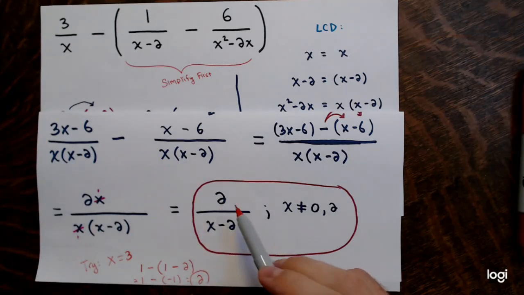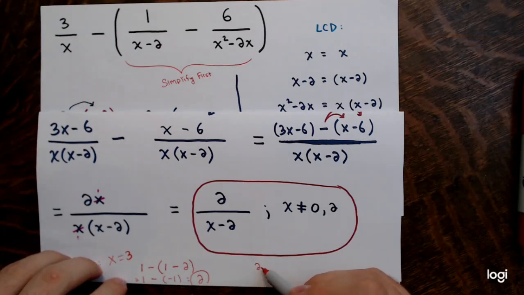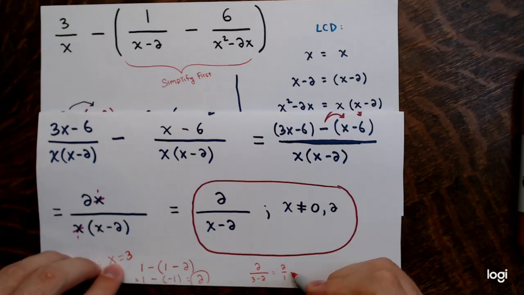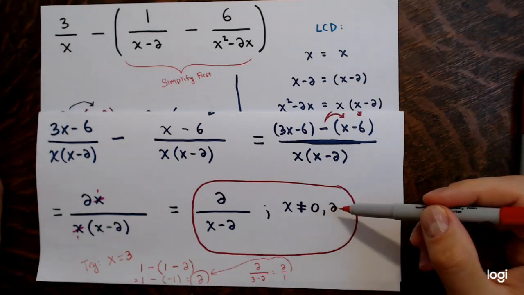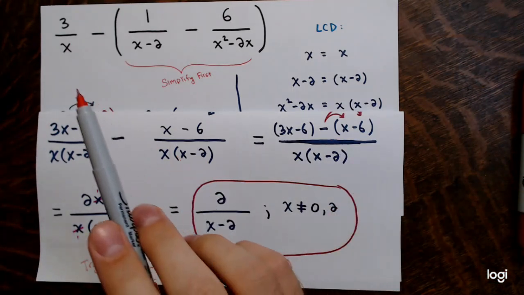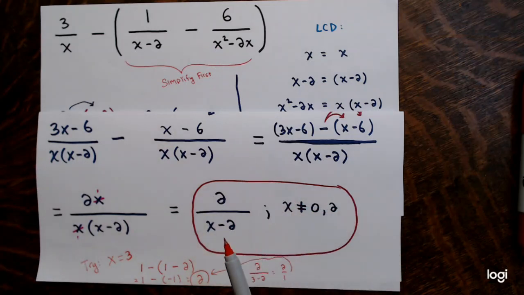Now look at this here. You got 2 in the numerator, divided by 3 minus 2 in the denominator. I'm replacing x with 3. Well, that's just 2 divided by 1, which is indeed 2. Right? The same value. And again, try it out with any other numbers you want, as long as it's not 0 or 2, and you should be good. The value of this expression should be equal to the value of this expression that we got at the end.